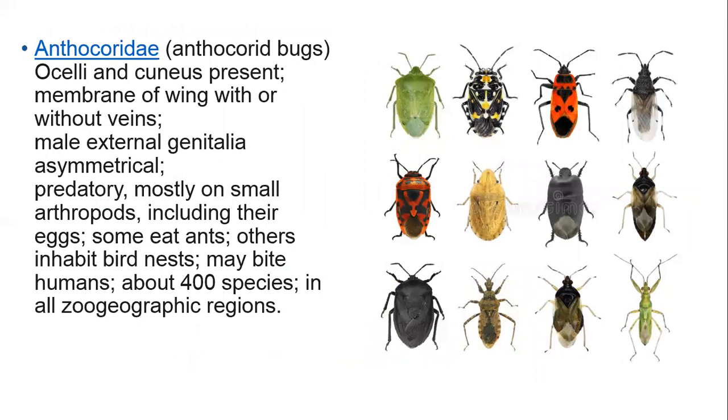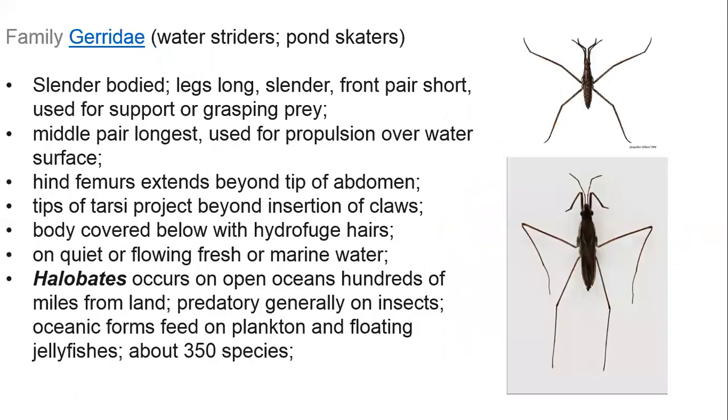Next is the Anthocoridae. These bugs have ocelli and cuneus present, membrane of wings with or without veins, male external genitalia asymmetrical, predatory, mostly on small arthropods, including their eggs. Some eat ants, others inhabit bird nests, and may bite humans. About 400 species in all geographical regions of the world are present in this family.